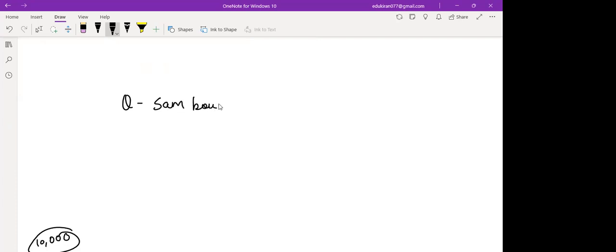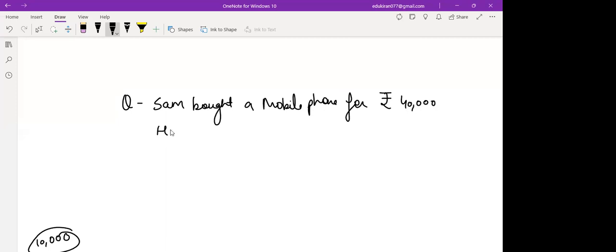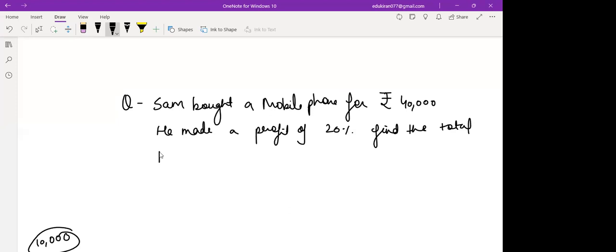Sam bought a mobile phone for rupees 40,000. He made a profit of 20%. Find the total money he got. Fine.